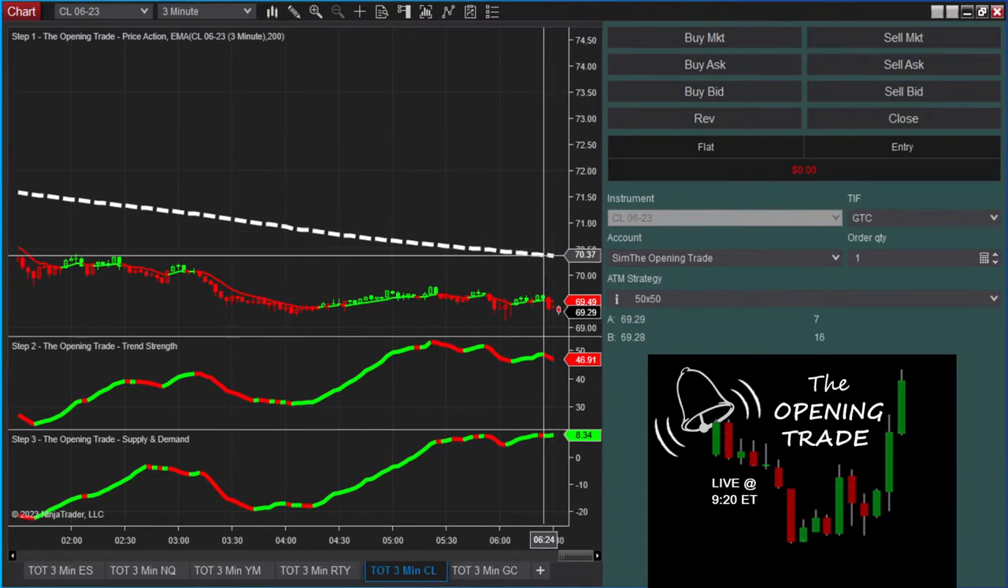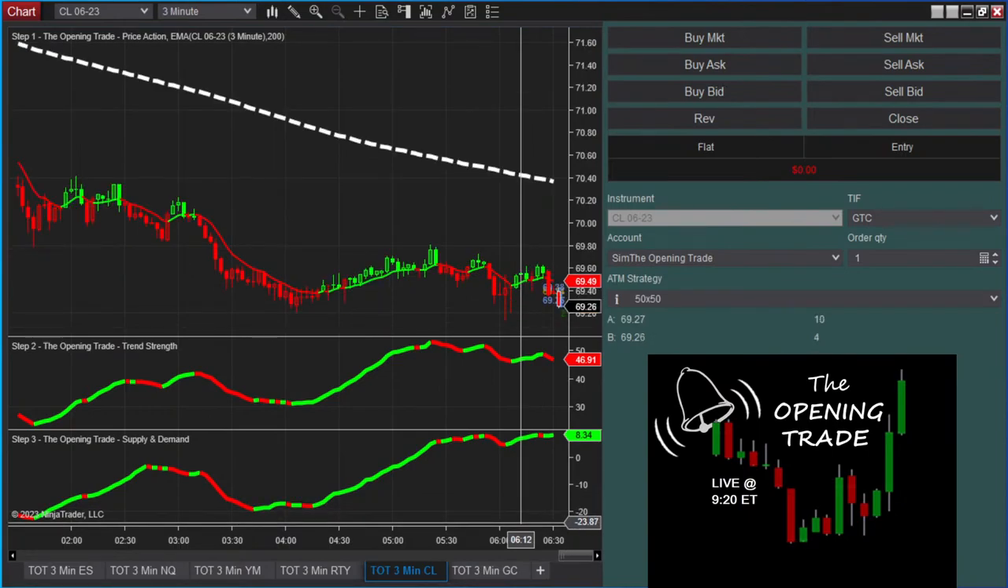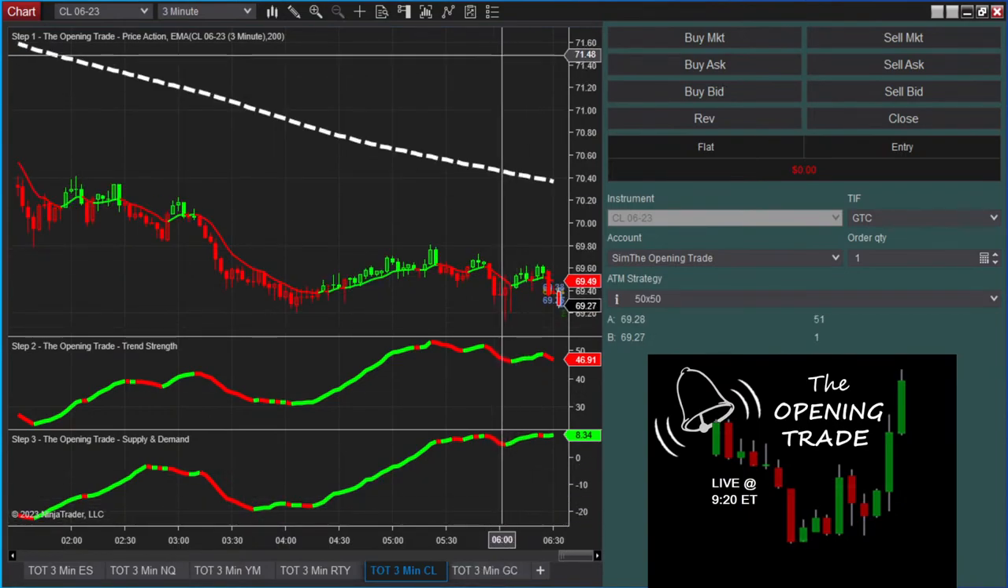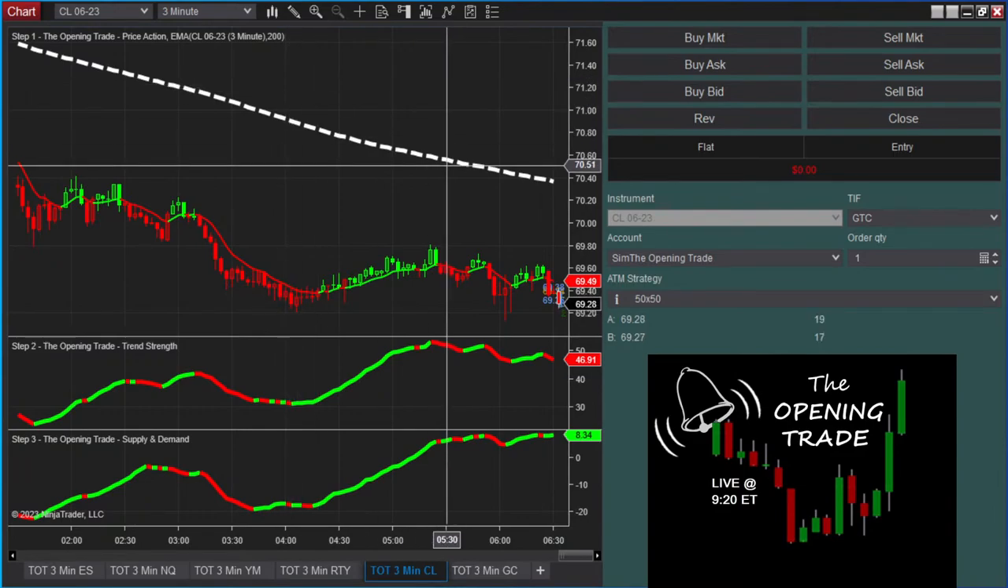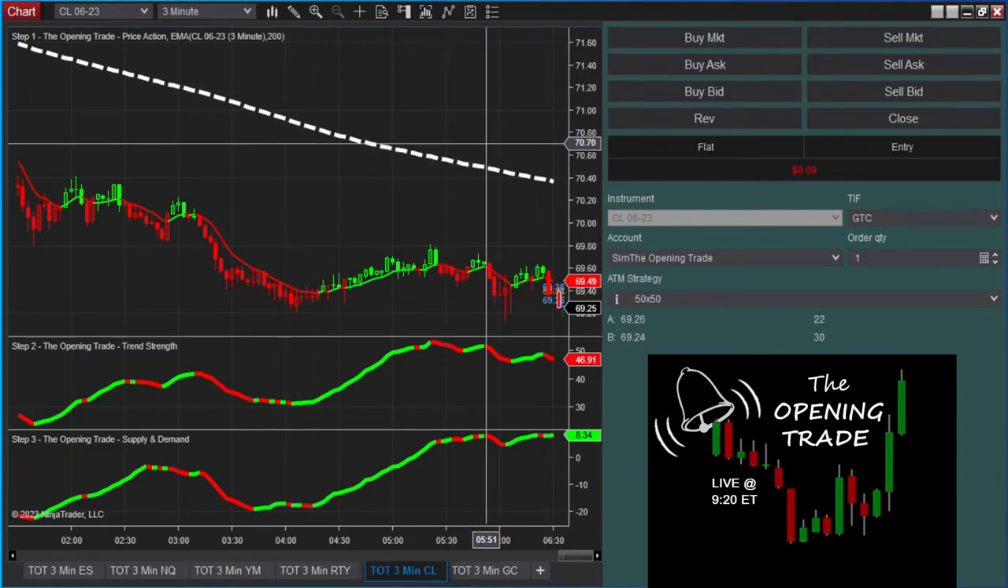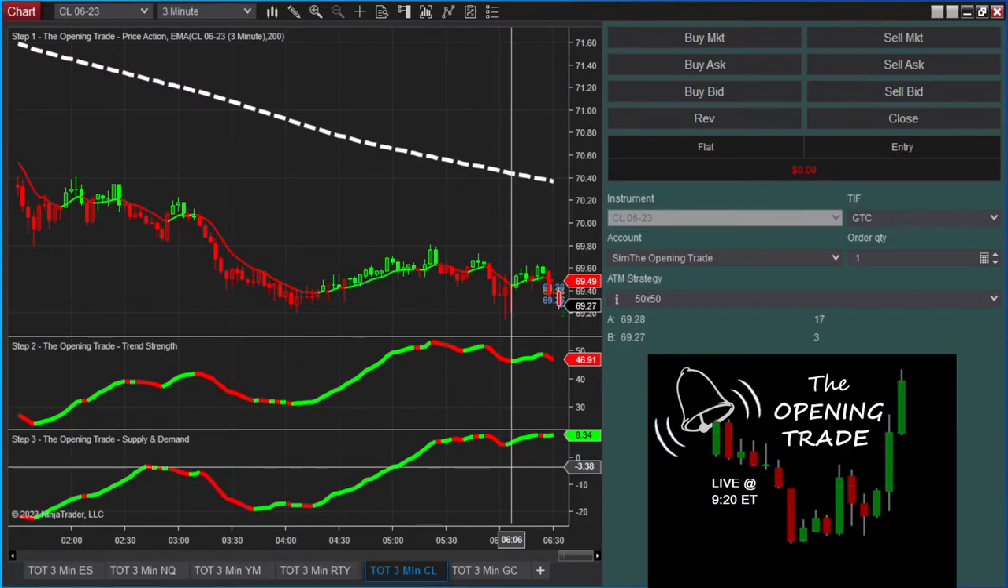So if I'm below the 200 period EMA, I want to see all red. And if I'm above this white dashed line, which is the 200 period EMA, I want to see all red, and if I'm below, I want to see all green.